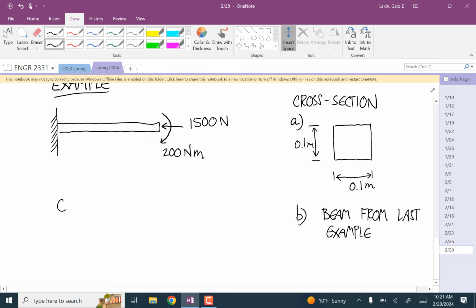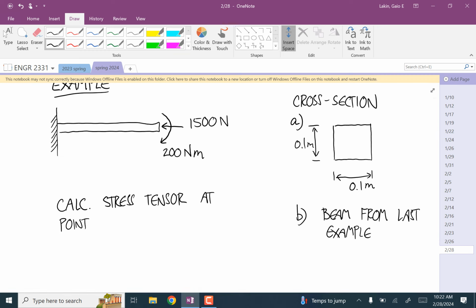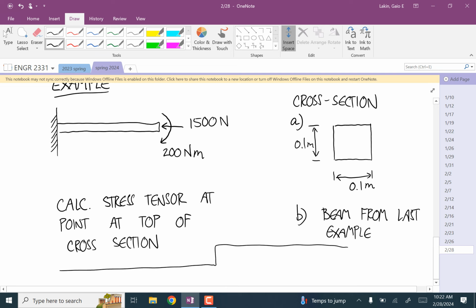And what we're going to do is calculate the stresses. They're going to be the same everywhere, but let's calculate the stress tensor at a point, let's say at the top of the cross section. Okay?